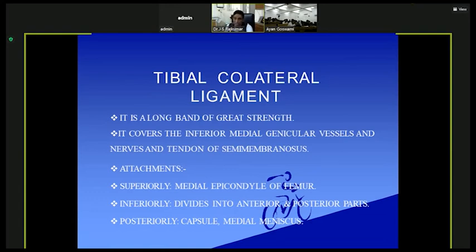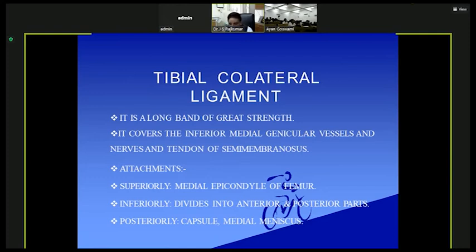Then you can see that this ligament also covers the tendon of the semimembranosus. We discussed earlier how intimately the tendon of the semimembranosus is attached to the medial collateral ligament. It also covers the inferior medial genicular vessels and nerves.